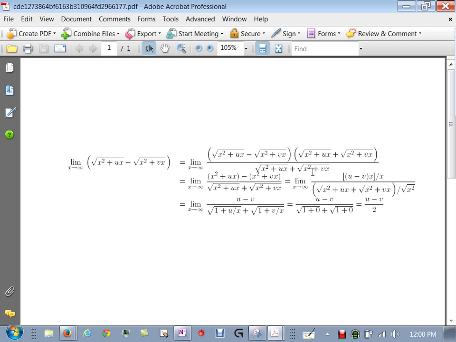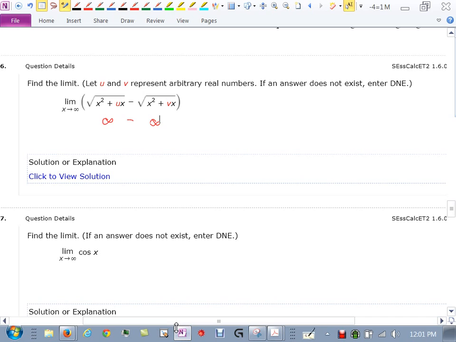Now, here's the step they don't show, and I can't write on top of this right now, but they come in with the 1 over x on top and bottom here. And then when they do that, they push it through. I think maybe I'll take it from that step. We have ux minus vx over that conjugate. We had limit, x goes to infinity, ux minus vx all over the conjugate. The conjugate was square root x squared plus ux plus square root x squared plus vx.